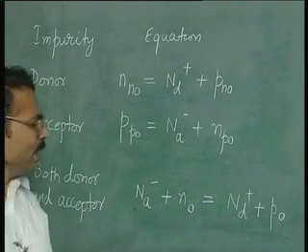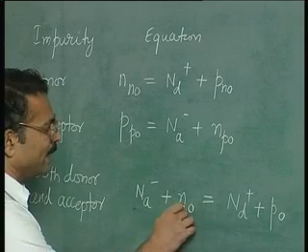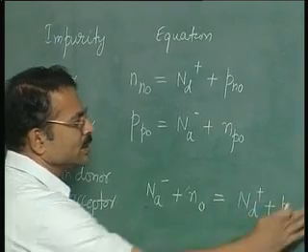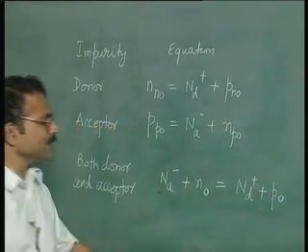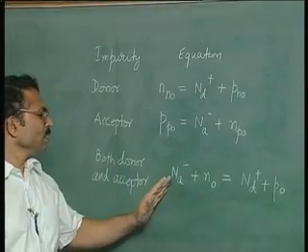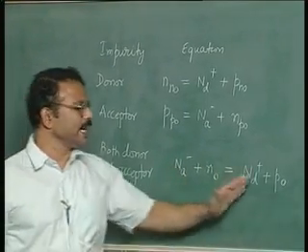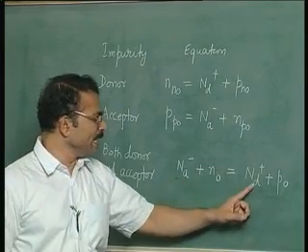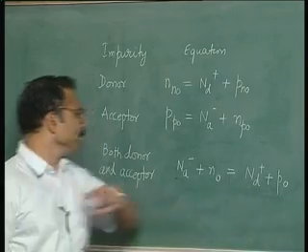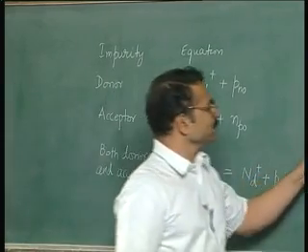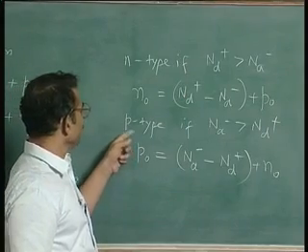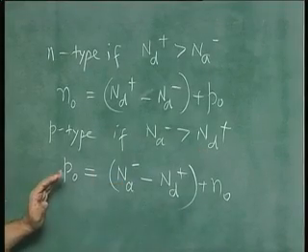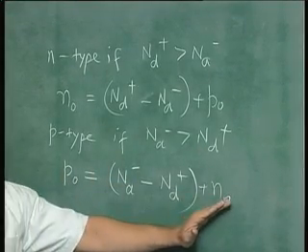Now notice carefully that we have not used a suffix n or p either for n naught or for p naught. This is because we do not know whether the semiconductor is n or p type unless we know the relative magnitudes of Na minus and Nd plus. So if Na minus is more than Nd plus, then it will be p type, as written here. This is because your hole concentration will then be more than electron concentration.